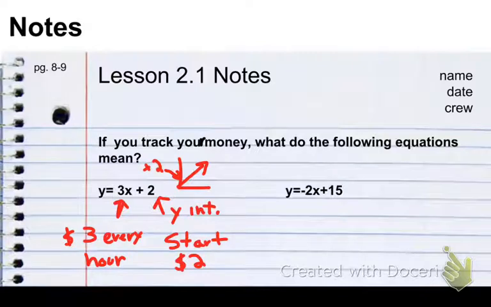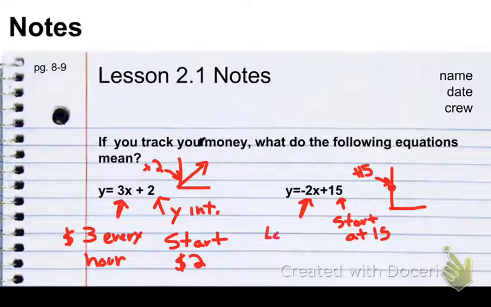But now, let's take a look at the second equation. Well, according to this one, I start at 15. So I'm going to start way up here at positive 15, right? Because my y-intercept tells me that. But my rate of growth, my coefficient, is negative 2. So I lose $2 every hour. So my money is going downhill rather quickly. And that's basically what these numbers mean.